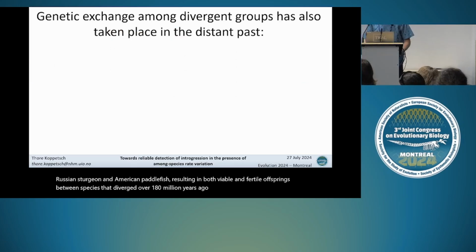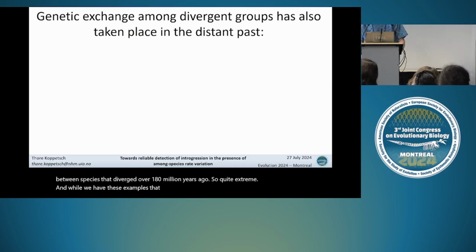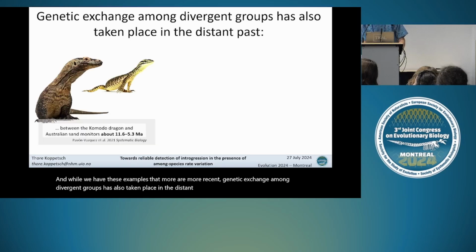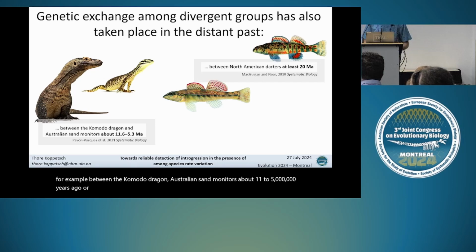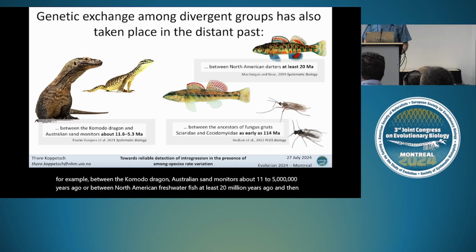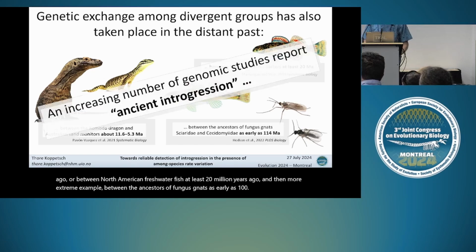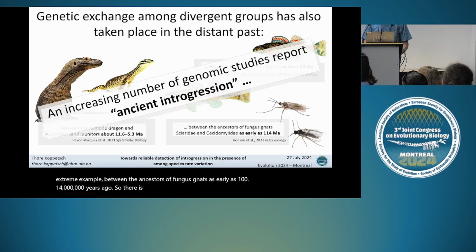So quite extreme. And while we have these examples that are more recent, genetic exchange among divergent groups has also taken place in the distant past. We can see several examples, for example, between the Komodo dragon and Australian sand monitors about 11 to 5 million years ago, or between North American freshwater fish at least 20 million years ago, and a more extreme example between the ancestors of fungus gnats as early as 114 million years ago. So there is an increasing number of genomic studies that report ancient introgression.